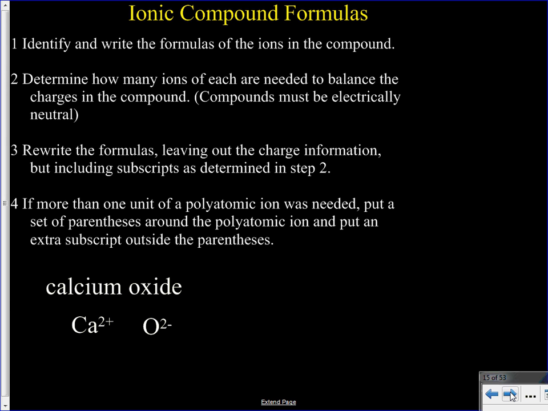So we'll rewrite the formulas, and this time we're going to leave out the charge information. Because we only need one of each, we don't bother to write the subscripts, because in chemistry, if we leave out a number, it's assumed to be 1.